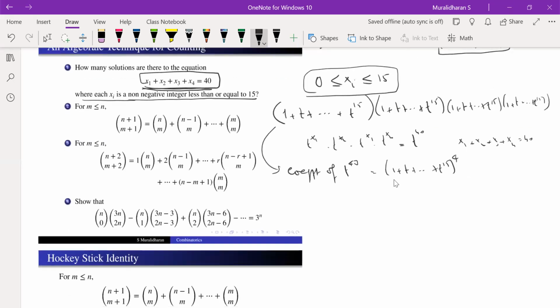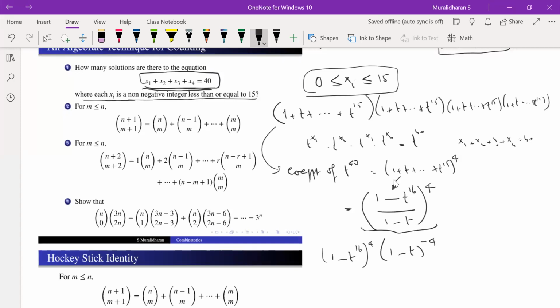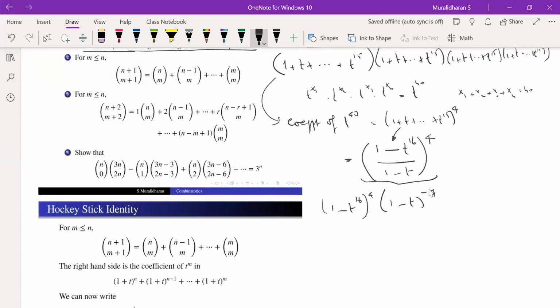So this we are going to write in a slightly different fashion. So this I will write as (1 minus t power 16) by (1 minus t). So this formula most of you would know, that 1 plus t plus up to t power 15 is (1 minus t power 16) by (1 minus t), whole power 4. So I want the coefficient of t power 40 in this expansion. So this is (1 minus t power 16) whole power 4 into (1 minus t) whole power minus 4.